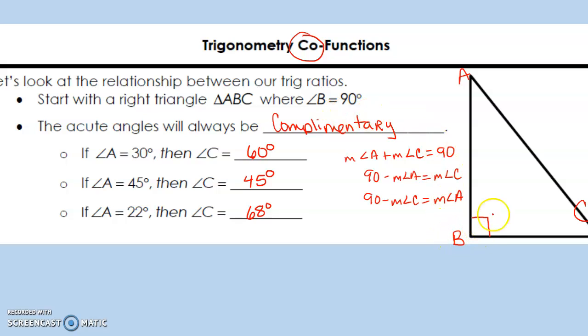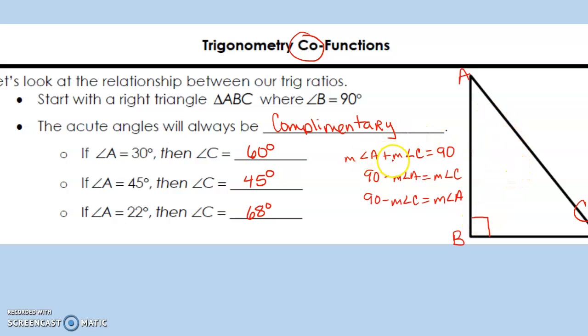So I've labeled B the 90-degree angle, and I've labeled the other two angles A and C. It wouldn't matter if I had labeled the top angle C and the bottom angle A. It would not have mattered. We know that the acute angles will always be complementary. Remember, all three angles add up to 180 degrees, so if we take out the 90-degree angle, that leaves 90 degrees for the other two.